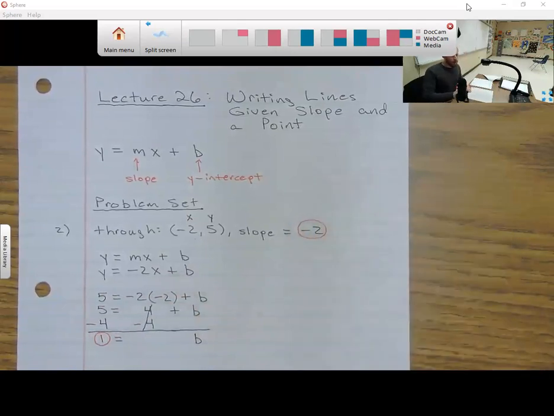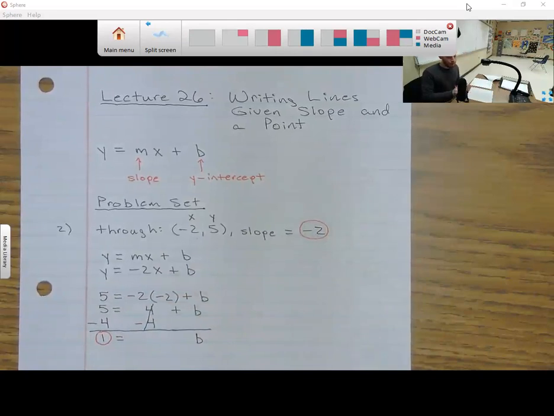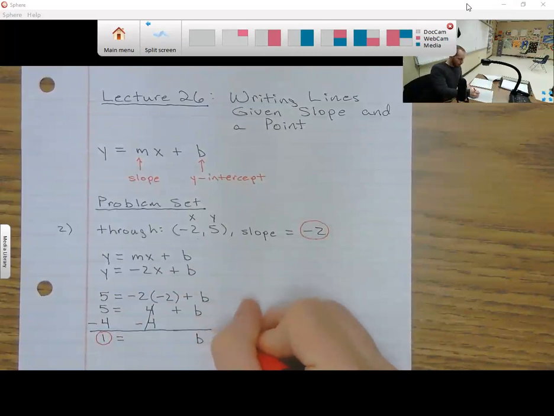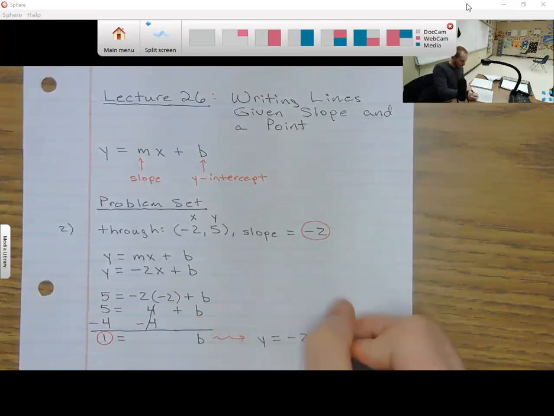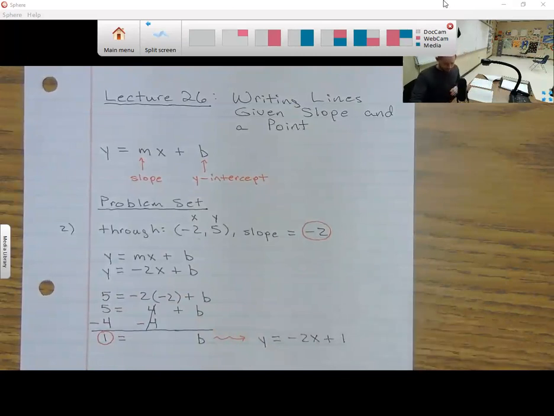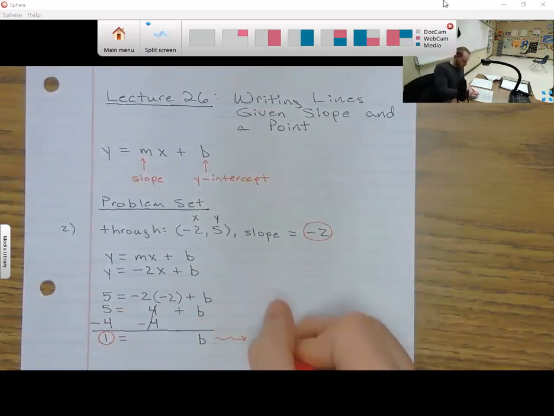So now I have enough information to write the y equals mx plus b. When I write out my slope-intercept form, all I need are those two numbers that I circled, the -2 and the +1. So I'm going to get y equals -2x plus 1. And that's my answer. Y equals -2x plus 1.